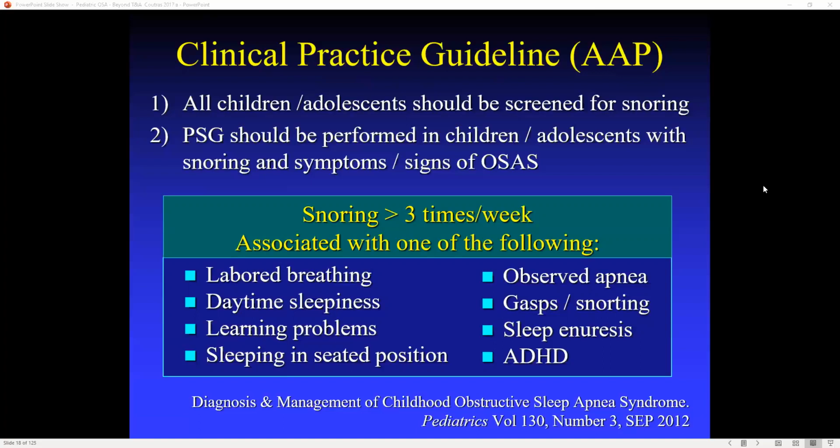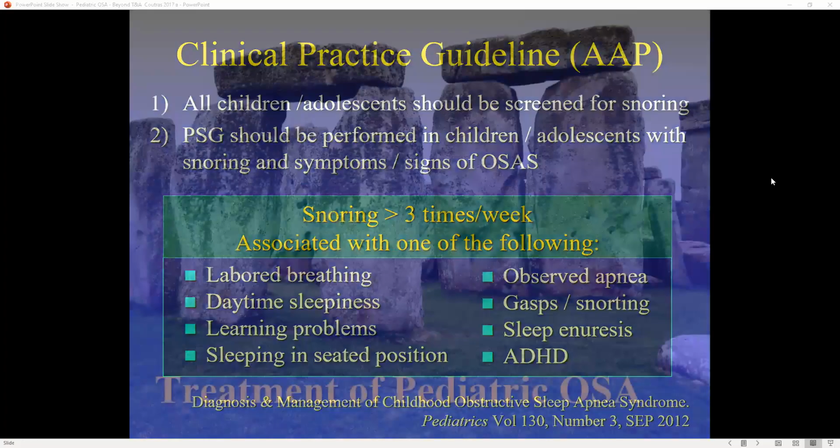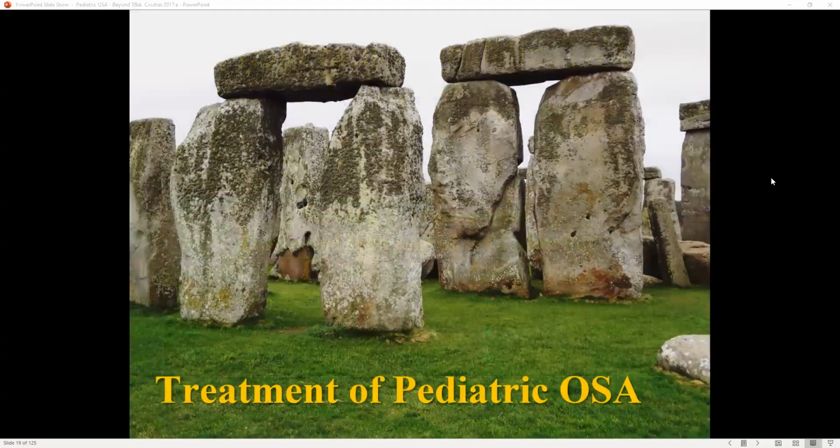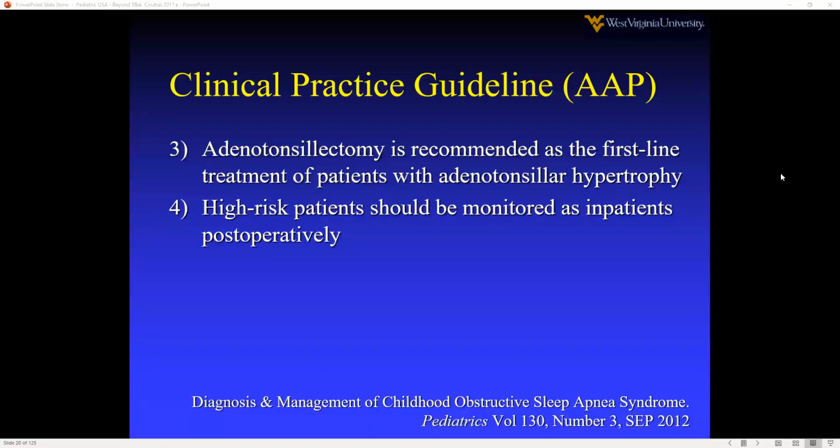I have a handful of kids that come in at 10, 12 years old with bedwetting, and they're very upset about that. So how do we treat pediatric obstructive sleep apnea? Again, tonsillectomy and adenoidectomy, first-line treatment for those with adenotonsillar hypertrophy. It used to be, before we knew what we know now, that all kids got tonsillectomy and adenoidectomy.